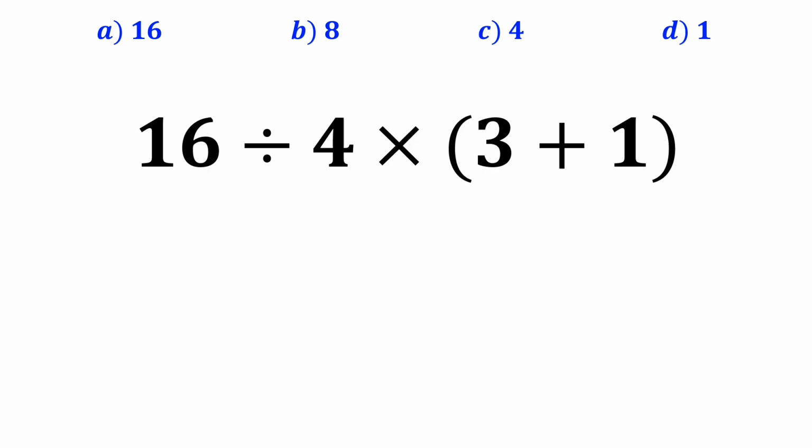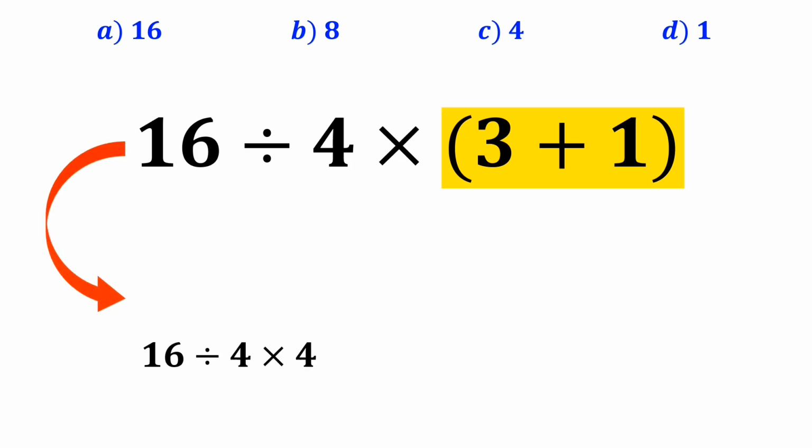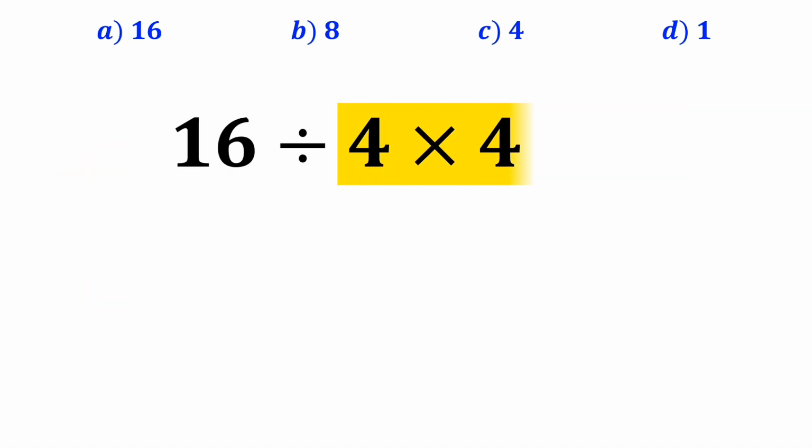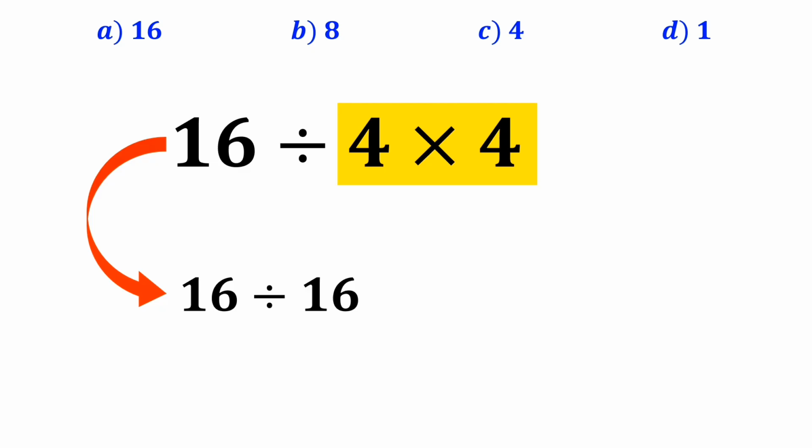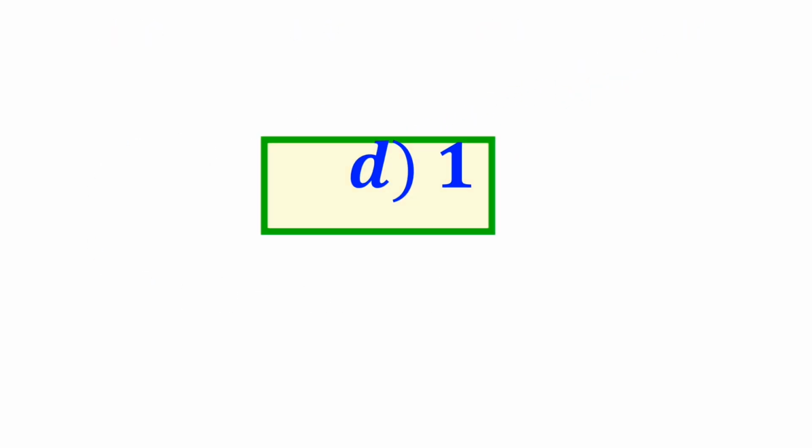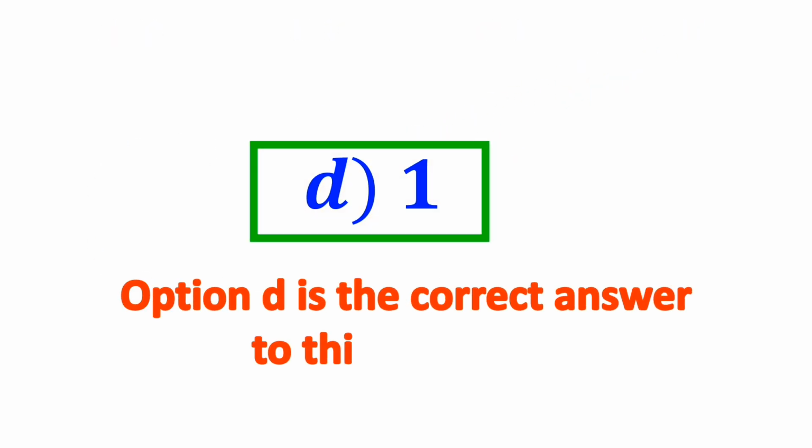Many people, when trying to solve this question, first add 3 plus 1 inside the parentheses, which gives them 16 divided by 4 times 4. In the next step, which I will highlight in yellow, they multiply 4 by 4, which becomes 16 divided by 16, and finally, they get the answer 1, and immediately say that option D is the correct answer to this question. But it's completely wrong.